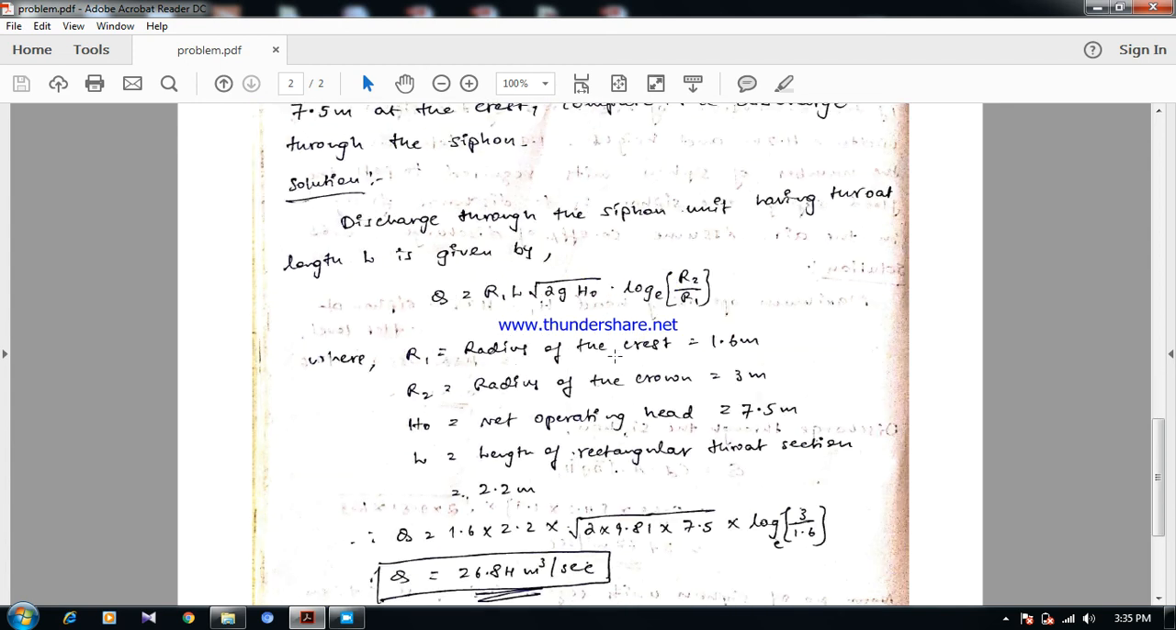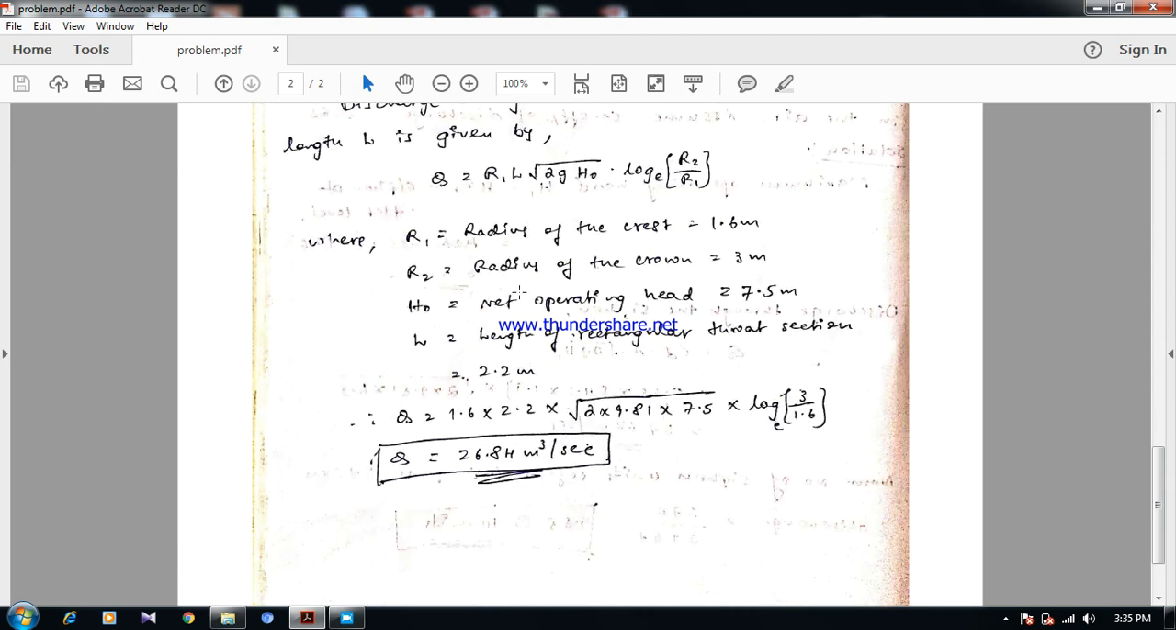where R1 is radius of the crest, it is given 1.6 meter, R2 radius of the crown 3 meter, H0 net operating head, it is given 7.5 meter, L is length of rectangular throat section or width 2.2 meter. So substitute all these values in this equation.